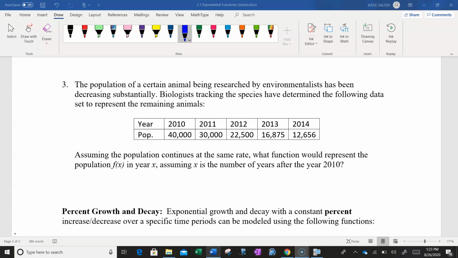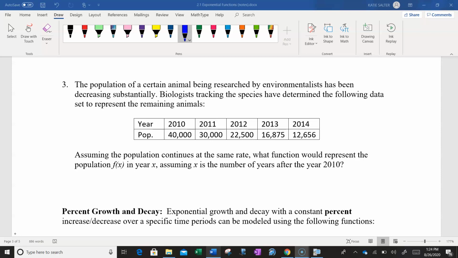All right, well, guys, if we look at our years, they are increasing by 1 each year, which is what we want to see. And when we look at our population, it is decreasing. But we have to figure out, what's that multiplier? What would we have multiplied 40,000 by to get 30,000? And then 30,000 by to get 22,500?